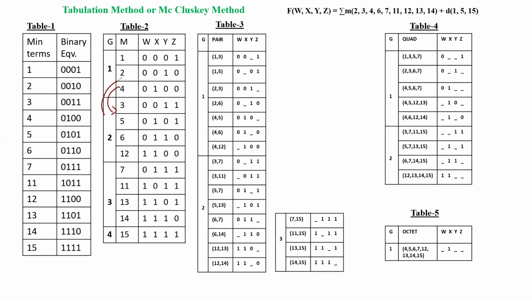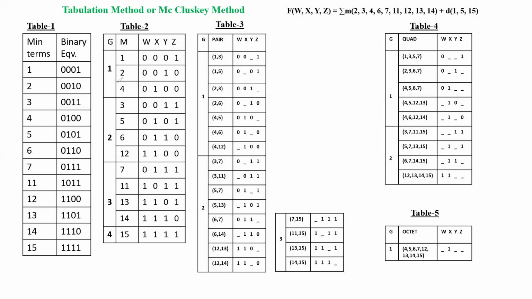Again, we have 4 with 5. 4 with 5 is possible. Only the Y bit is changing. So that we have 4 with 5. Here, what is changing? Only Z is changing. So that's why in place of Z, we are writing the underscore. Next, we'll compare 4 with 6. Yes, that is possible. So again, we have a pair.